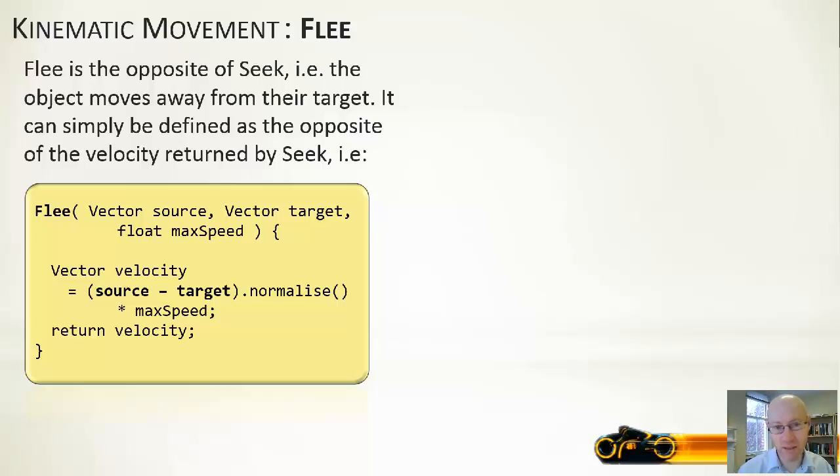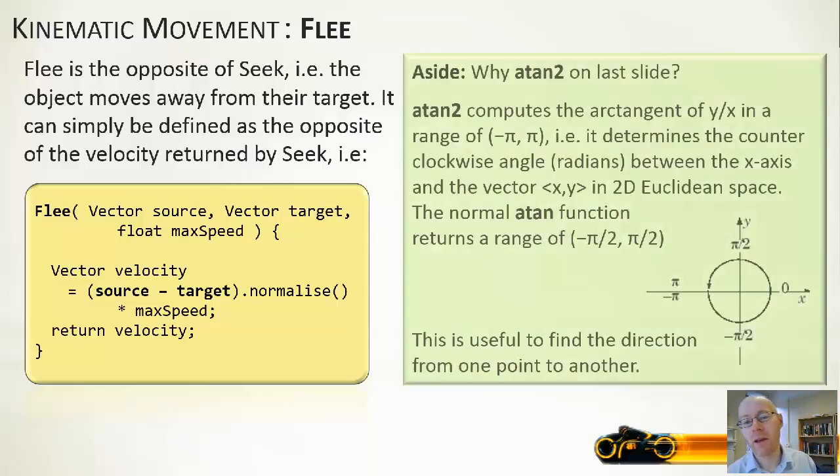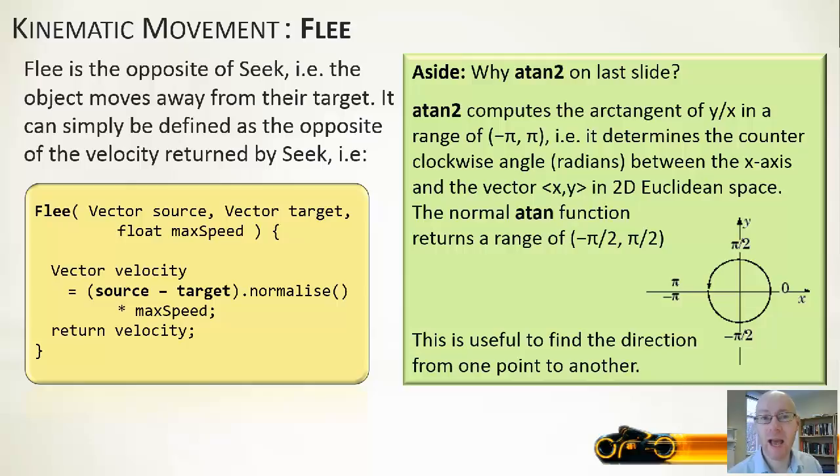If you did a piece of paper and worked out source minus target and target minus source, you'll see that the vector is the same length, just in opposite directions. We return the velocity there using the same operations. That will cause us to move away at full speed from the target location. So it's reasonably straightforward. Now, a little side note on arctan2.